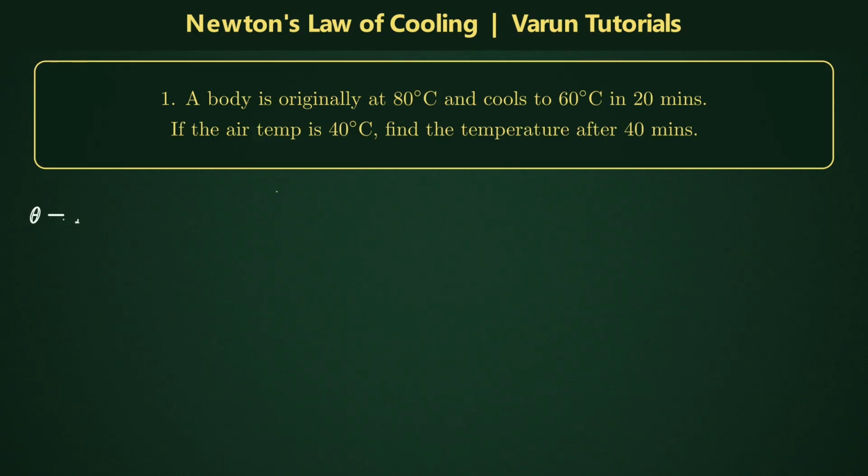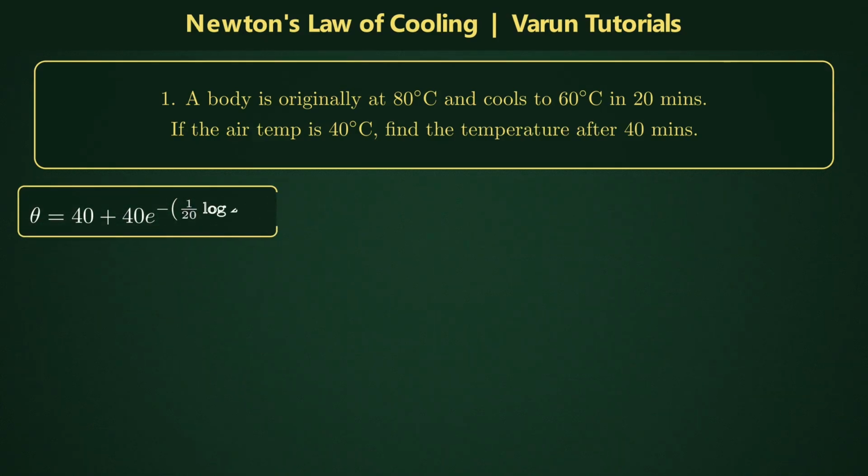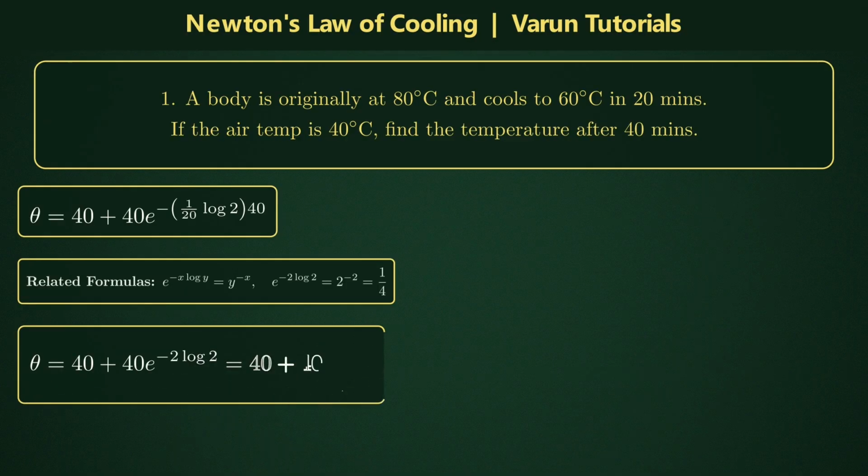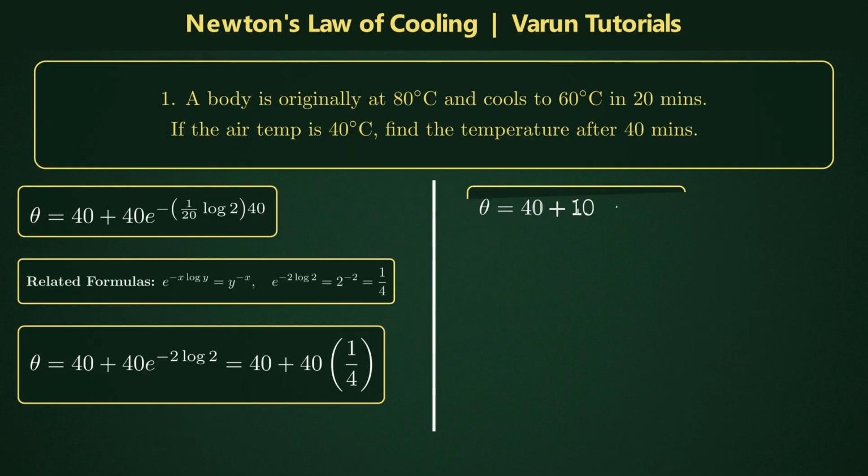This gives theta equals 40 plus 40 times e to the power of minus 1 over 20 log 2 times 40. Let's write down the related logarithm and exponential rules to simplify this expression. The exponent simplifies to minus 2 log 2, so the expression becomes 40 plus 40 times 1/4. Calculating the values, we find theta equals 40 plus 10, which equals 50 degrees Celsius. Therefore, the temperature of the body after 40 minutes is 50 degrees Celsius.